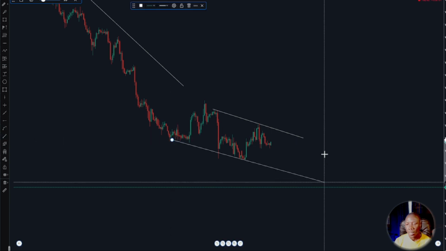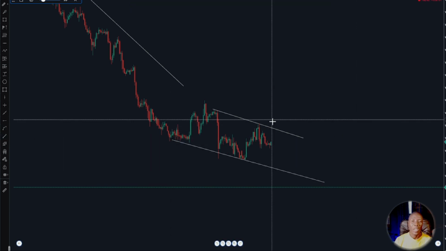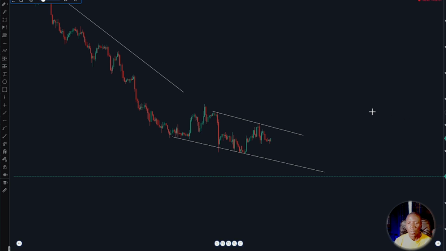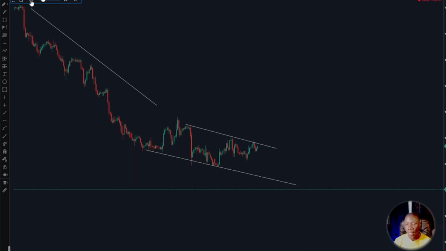Okay, you saw what happened there. So this is a wedge. It must not be perfect because it's not textbook teaching. The next thing we need to do is to wait for the breakout. If eventually the price breaks out with a very good momentum candle, we are entering the trade. Simple as that. So let's see what happens in the future.